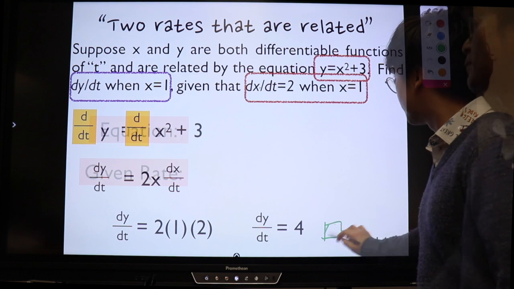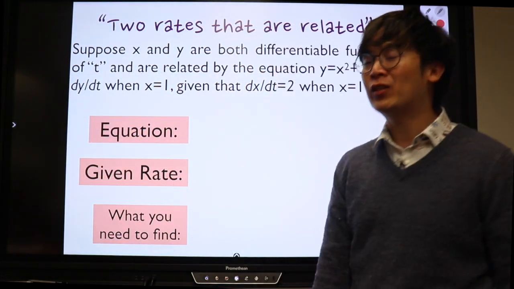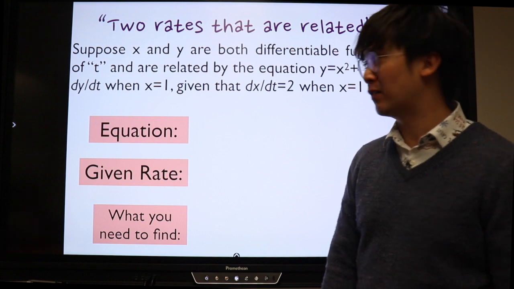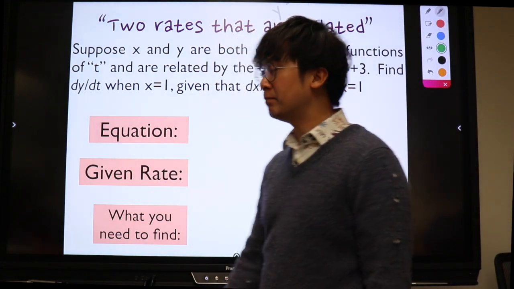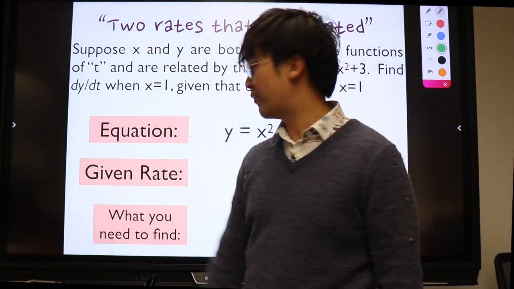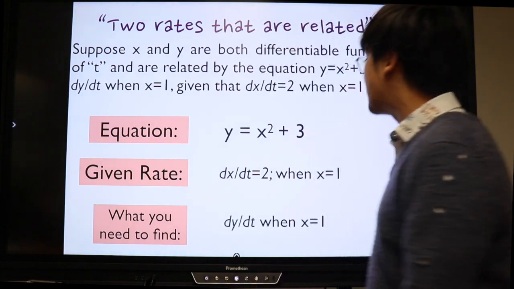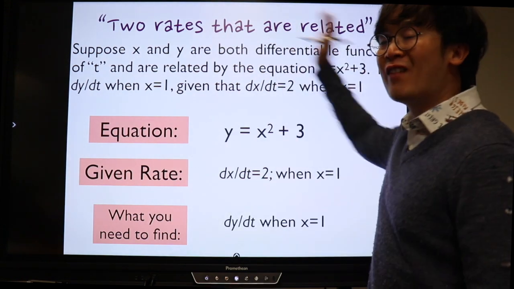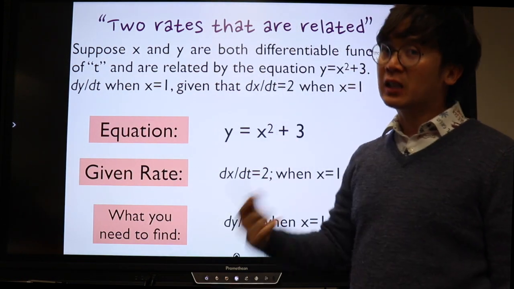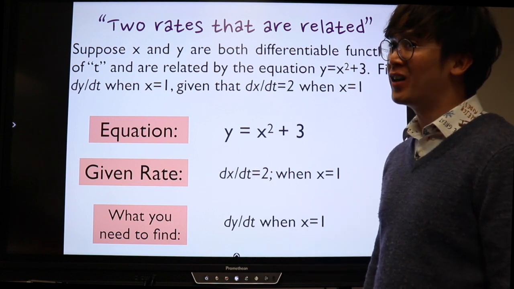Finish. Because I just want to show you that you need all these 3 things every time you're working with a word problem involving related rates. You need to know your equation, which is this. You need to know the given rate. One of the rates will be given all the time. And what you need to find, which is here dy dt. So once you have organized all the things you need to use to be able to answer this problem, you're ready for your implicit differentiation.